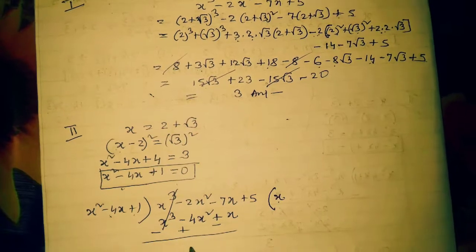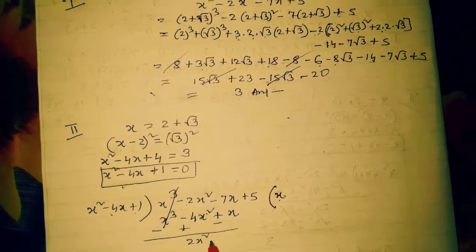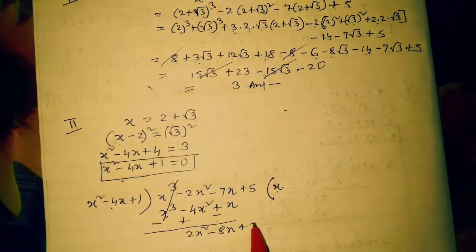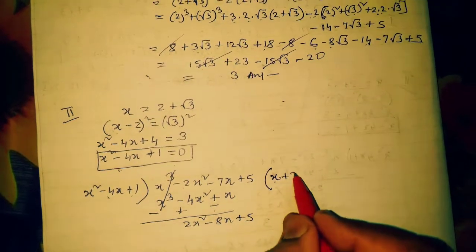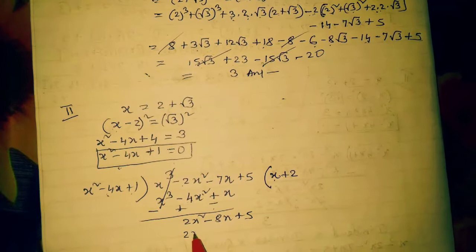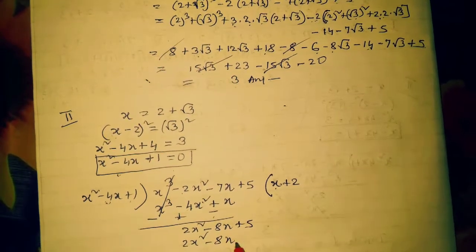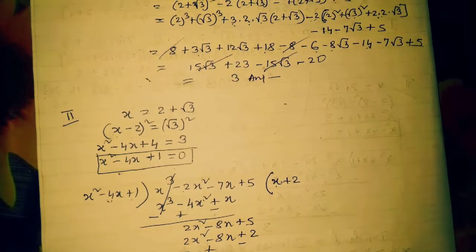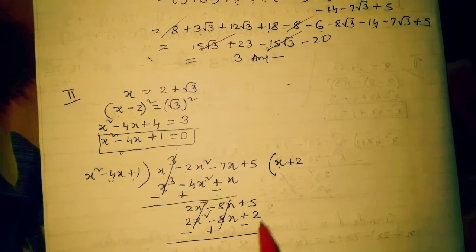The x cube will be cancelled. We'll get 4x square minus 2x square, 2x square, minus 8x because minus x minus 7x, and plus 5. Again 2x square will find out. So x square we multiply with 2, we'll get 2x square minus 8x and plus 2. So if we'll change the lower sign, this 2x square will be cancelled. This will be also cancelled and 5 minus 2 is coming 3.